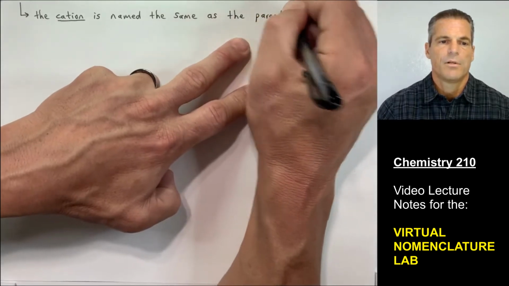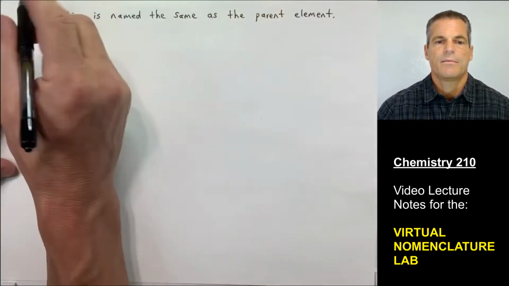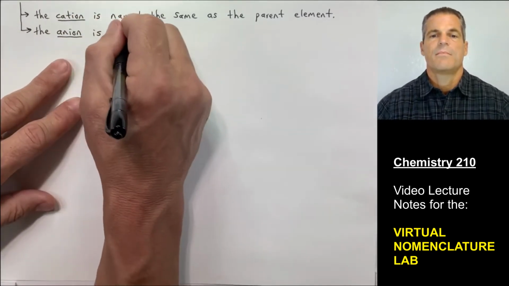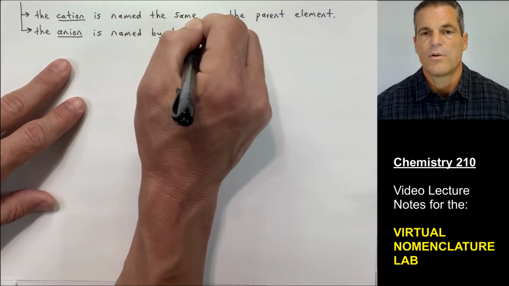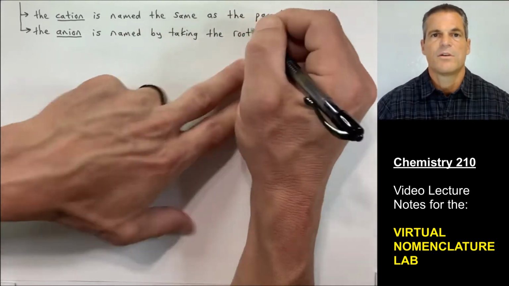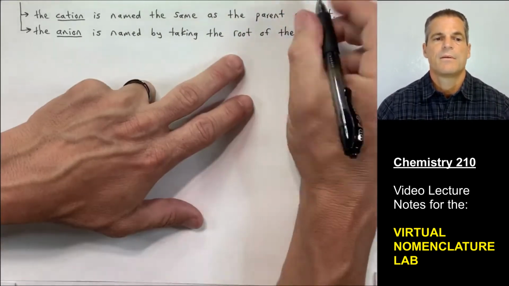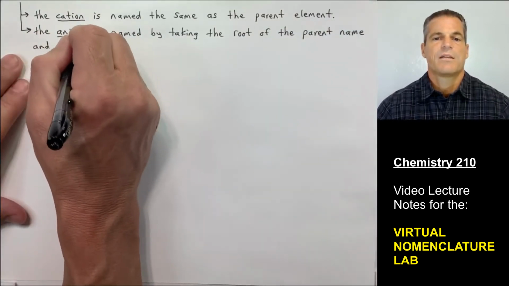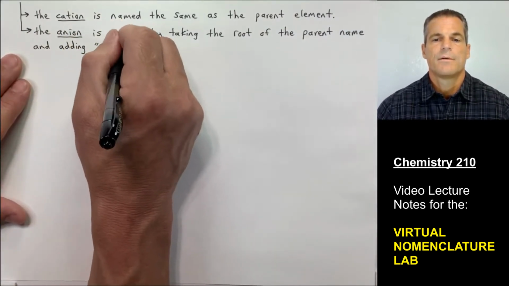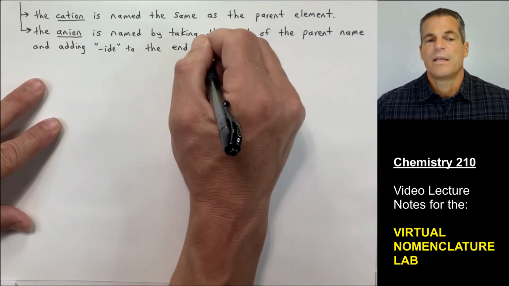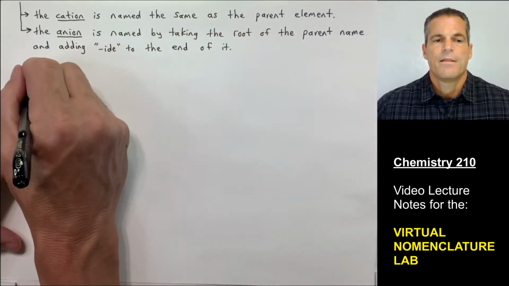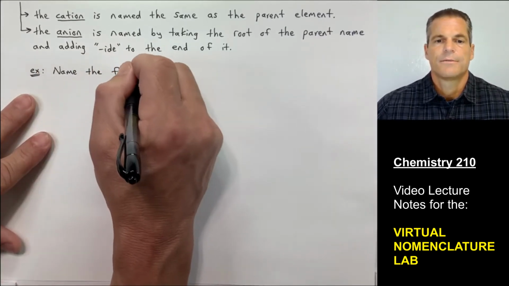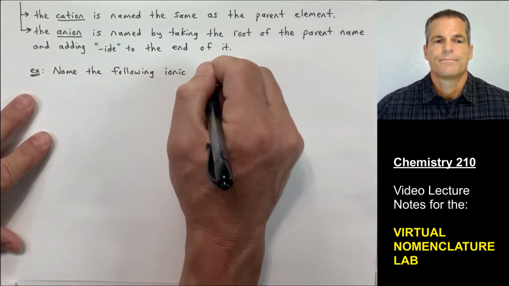All right, second bullet point here. The cation is named the same as the parent element. So the sodium ion is the same as the sodium atom, same name. The anion, which comes second, is named by taking the root of the parent or element name, and then we add the ending or the suffix -ide to the end of it.